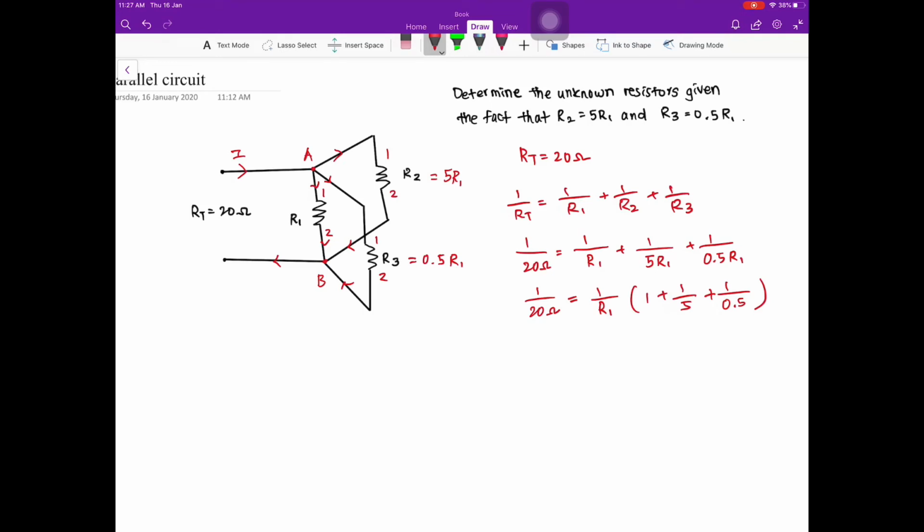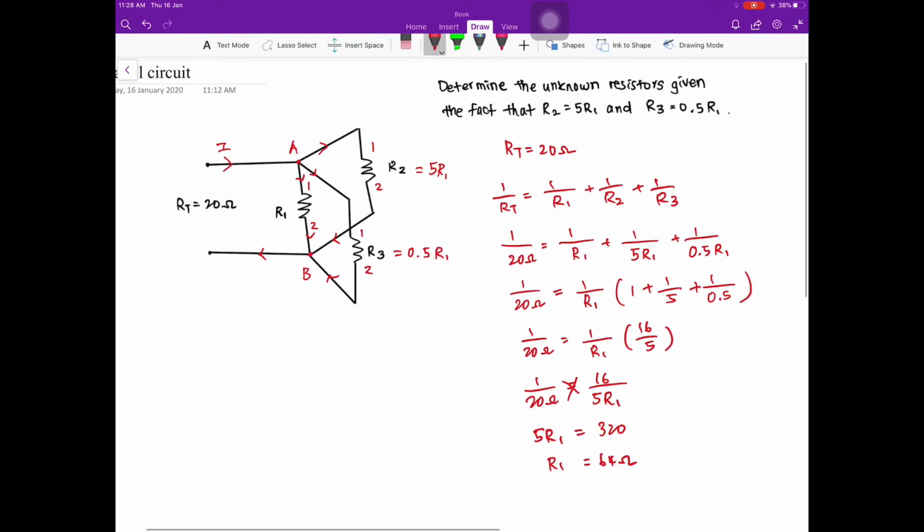So the next step: 1 over 20 ohms is equal to 1 over R1 times the bracket. Using the calculator, 1 plus 1 over 5 plus 1 over 0.5 equals 16 over 5. So 1 over 20 ohms equals 16 over 5 R1. I just use cross multiplication. 5 R1 is equal to 16 times 20, which is 320. So R1 is equal to 64 ohm.